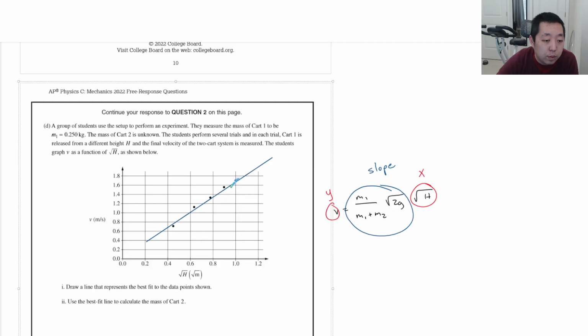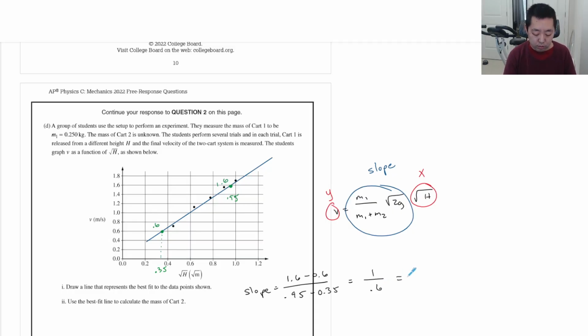So then we're going to pick 2 points. We'll pick this point right here, and I like to pick 2 points that are far away. It'll just be more accurate if you do that. So this is 0.35 on x and 0.6 on y. And then we'll call this 0.95, not 0.85, since 0.9 is halfway between here, and that's 1.6. So the slope equals 1.6 minus 0.6 divided by 0.95 minus 0.35. That's 1 divided by 0.6, which is equal to 1.67.